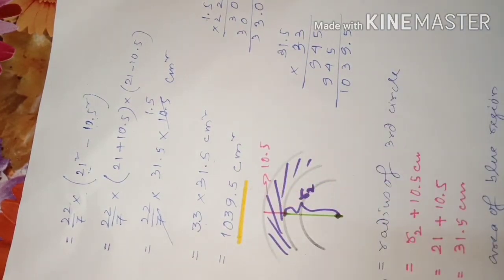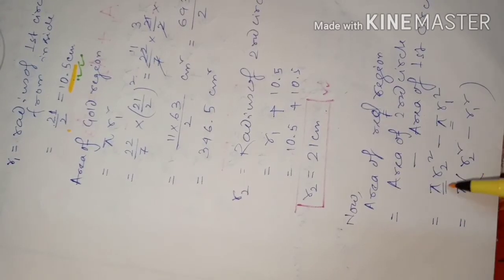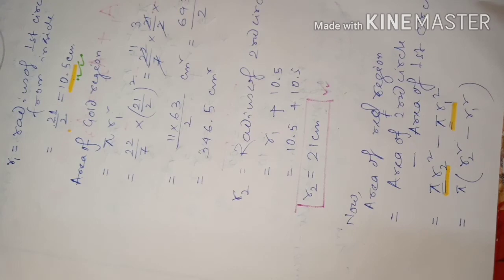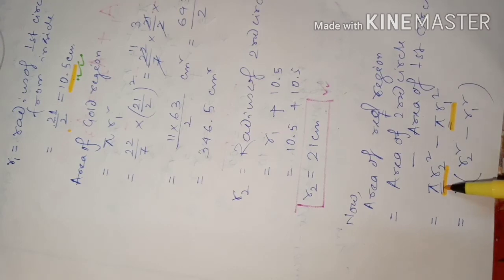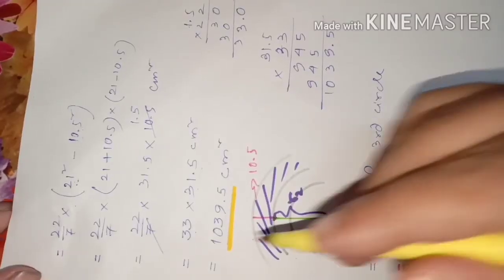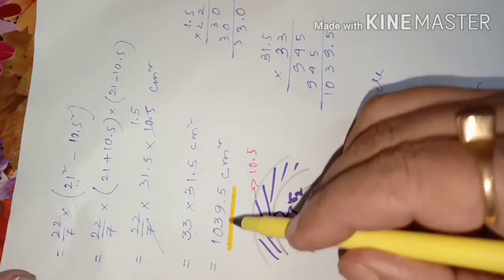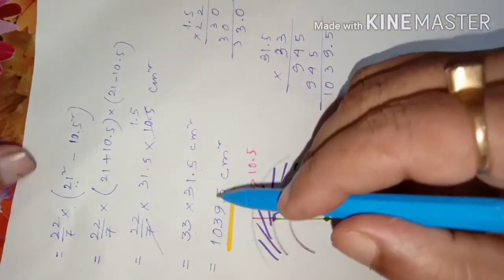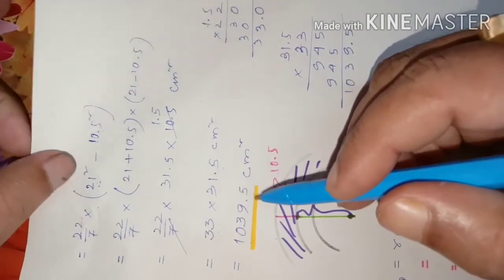What are the two circles? Area of second circle minus area of first circle's result is that number. Area of second circle, pi R2 square, minus area of first circle is the result. This is not the area of second circle. This is the difference between the areas of two circles. So here we did not find out the area of second circle. We will find it out now.